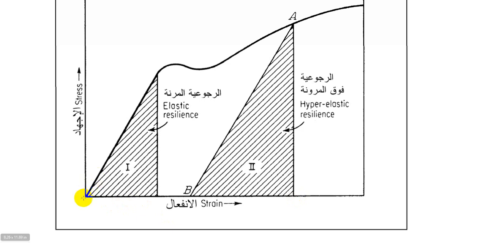The elastic line is generated from the origin up to a certain limit, called the upper limit, and this is the elastic resilience in the elastic region, indicated by this triangle of point 1. The hyperelastic resilience is said to be exactly the plastic elastic region, from point B to point A. From point B to point A, this is the plastic, or hyperelastic resilience, which occurs at the plastic elastic region.